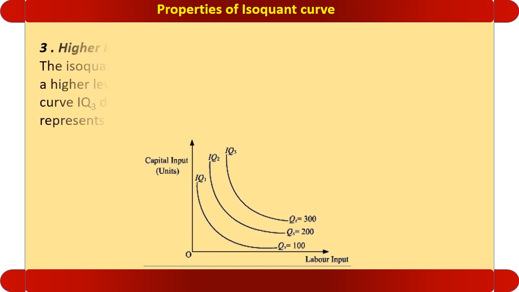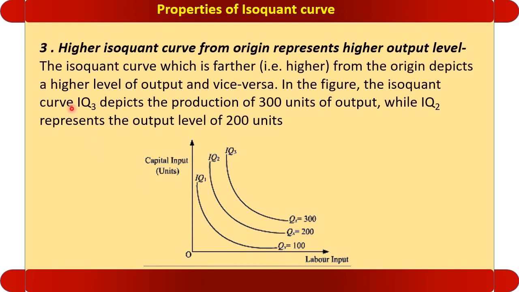Let us discuss the third property, that is, an isoquant curve further from the origin represents a higher level of output. Listen, the isoquant curve to the right-hand side represents a higher level of output. Higher level of output means what? It means that more input will be used. So an isoquant to the right represents a higher output level.